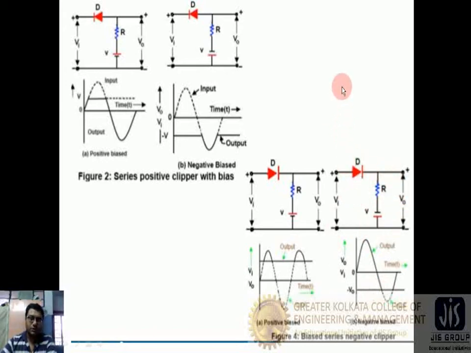So these two are examples of biased clipping circuits. The bias means addition of voltage sources inside the circuitry, so we get a voltage level in the clipped waveform, either positive clipper or negative clipper, and we get the waveform according to the voltage level and the positions of the diode.